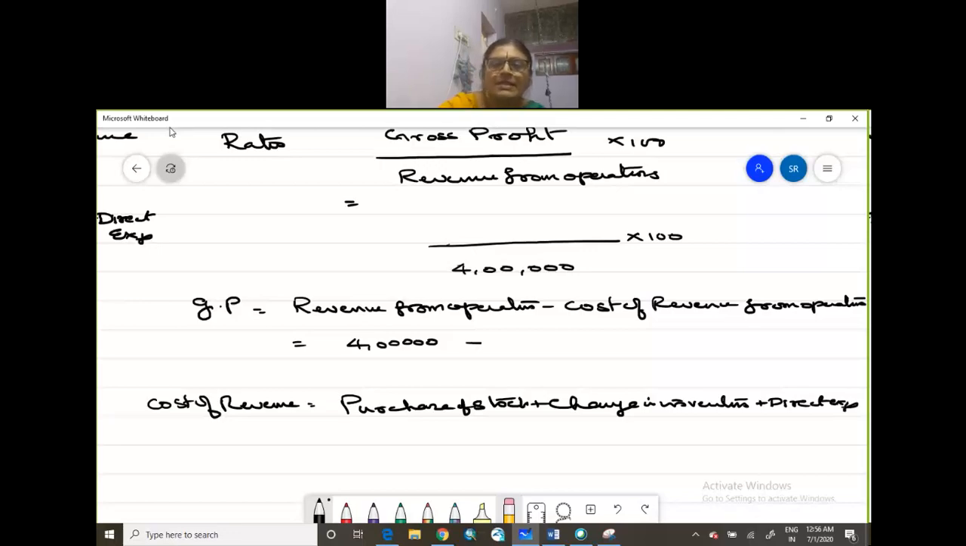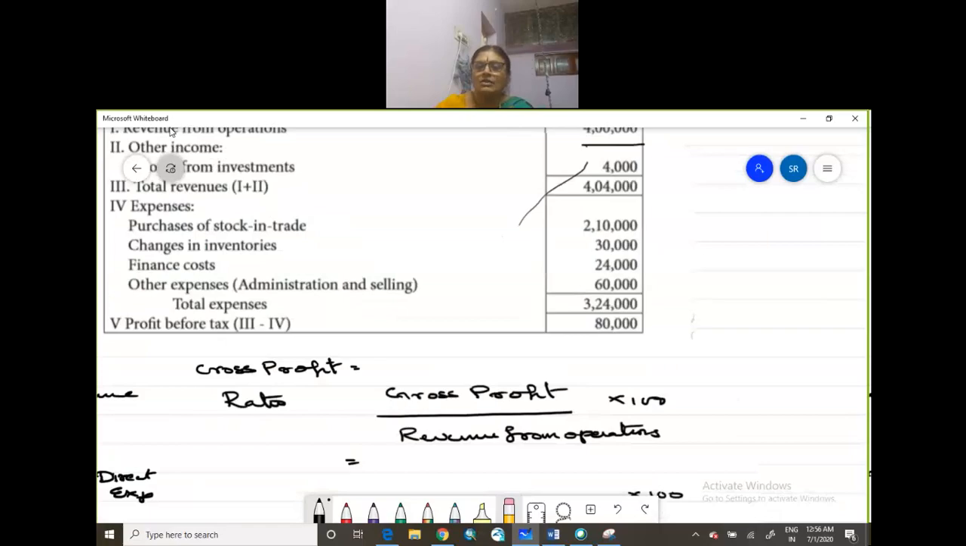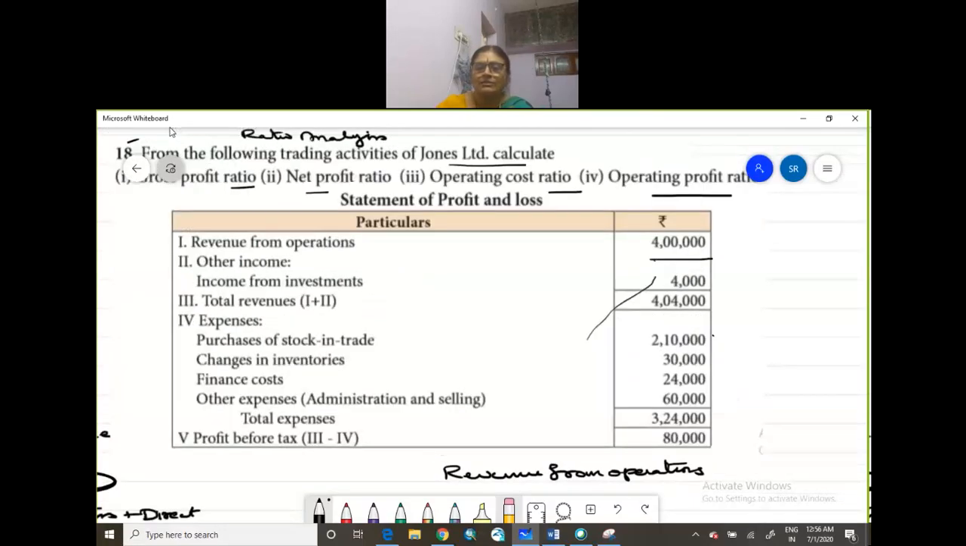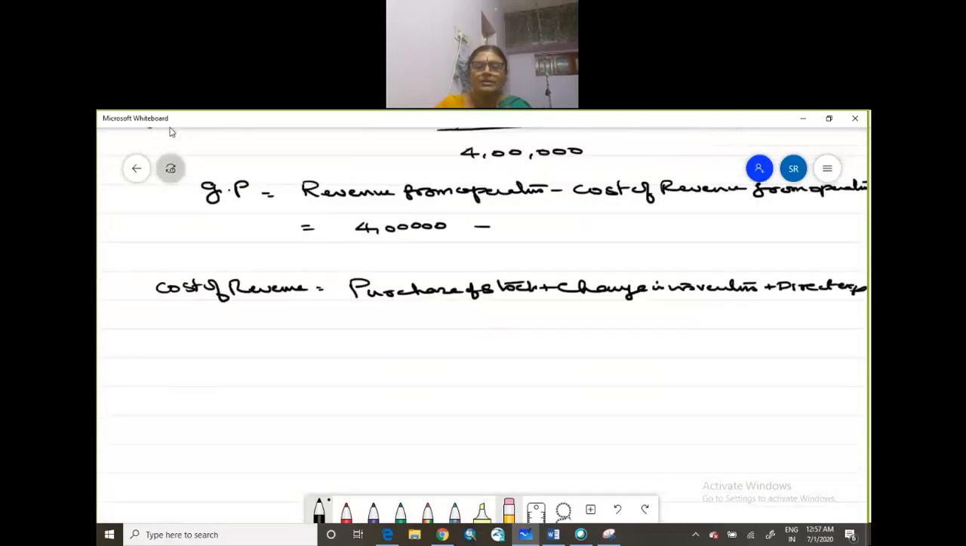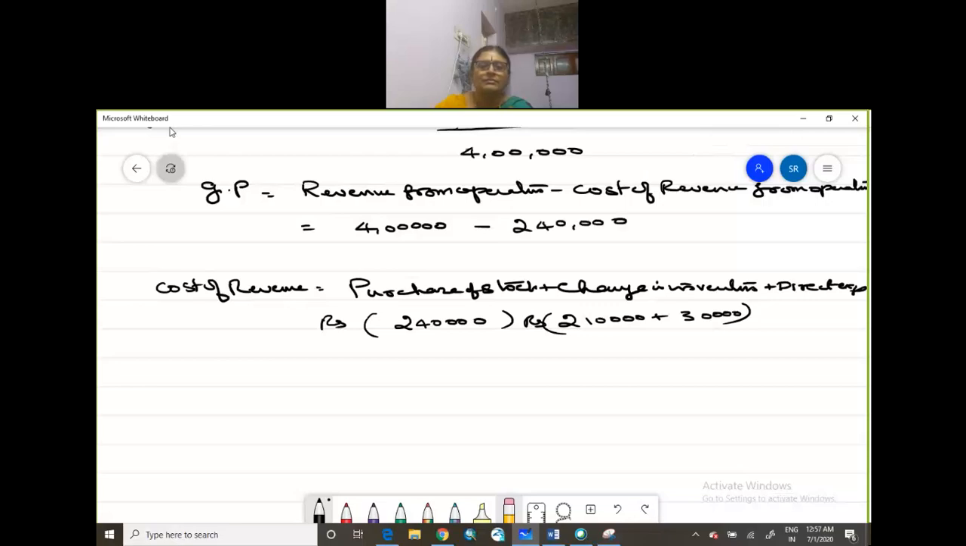Now let us see what is our purchase here. Purchase of stock is 2 lakh 10,000. Change in inventories you have 30,000. Direct expense, it's not there. So totally 2 lakh 40,000 is the cost of revenue. So balance is how much? The difference between 4 lakhs and 2 lakh 40,000 is 1 lakh 60,000.